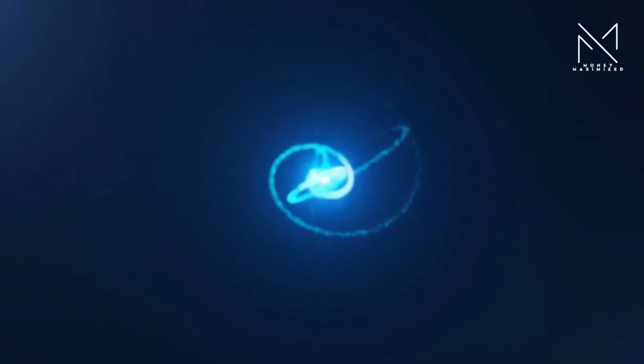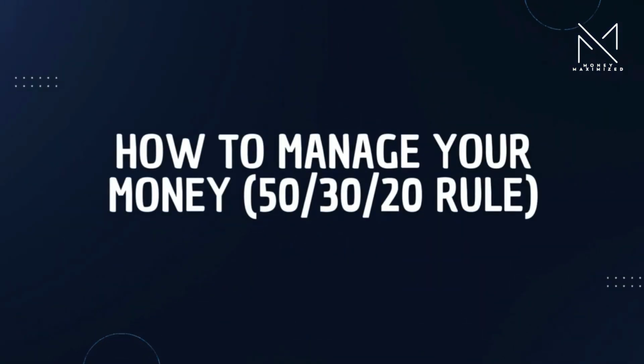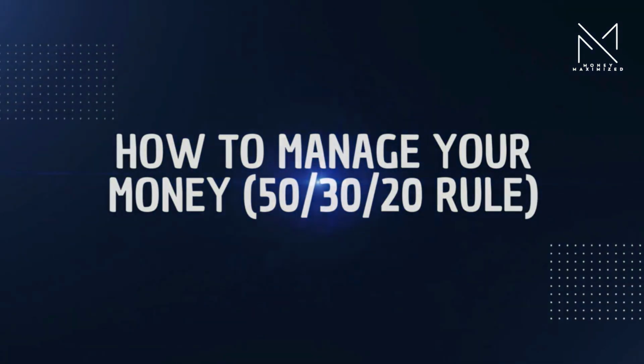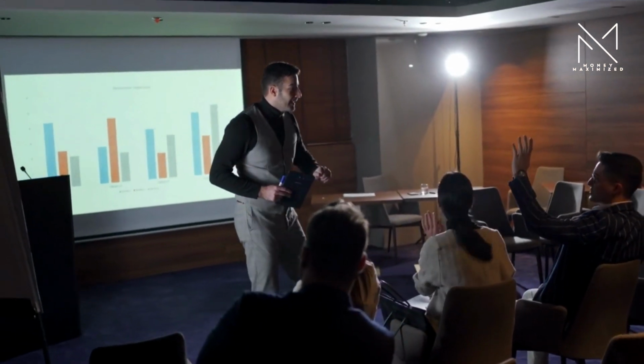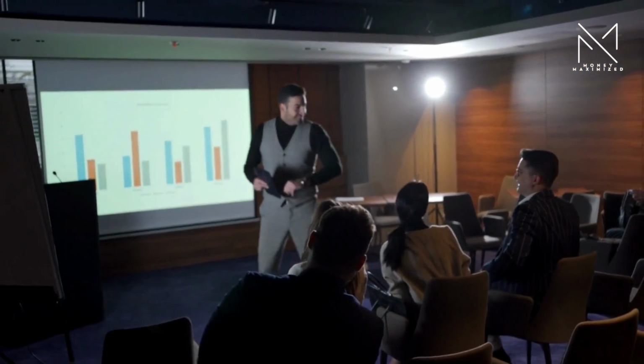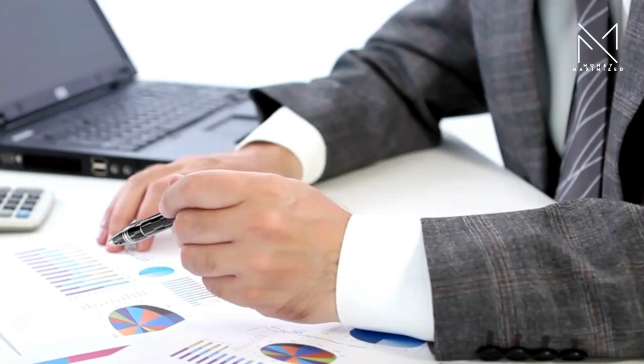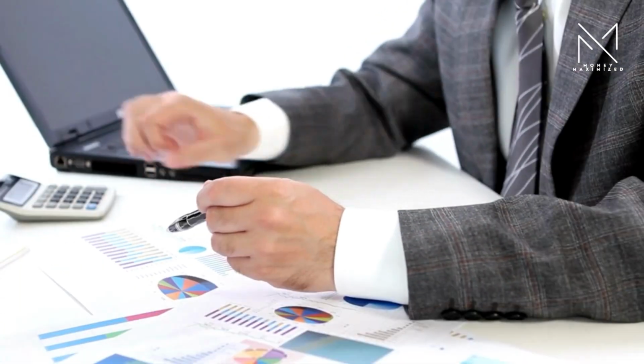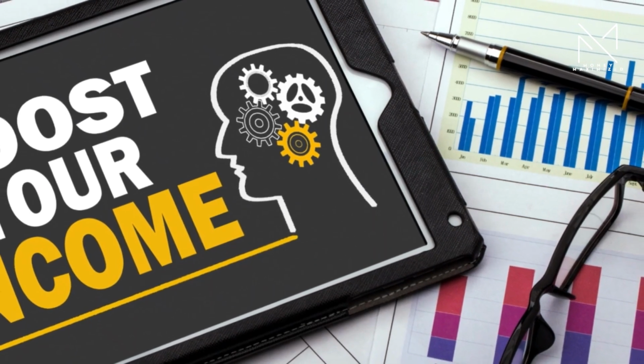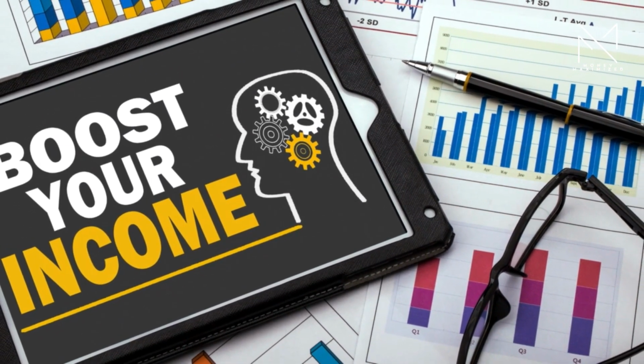Today we are going to talk about how to manage your money: the 50-30-20 rule. Managing your money effectively is crucial for financial stability and achieving your financial goals. The 50-30-20 rule is a popular guideline for budgeting and managing your finances. It suggests dividing your income into three main categories.